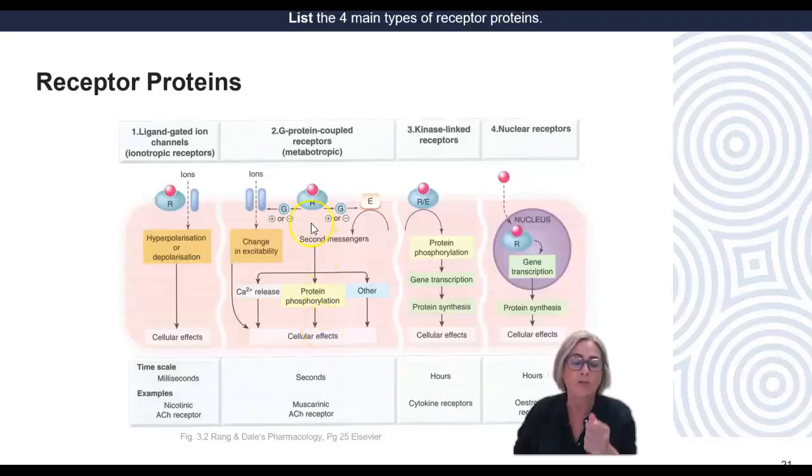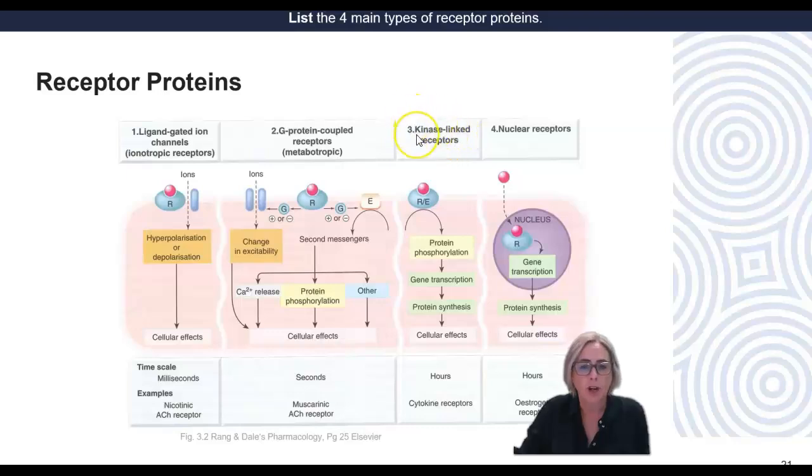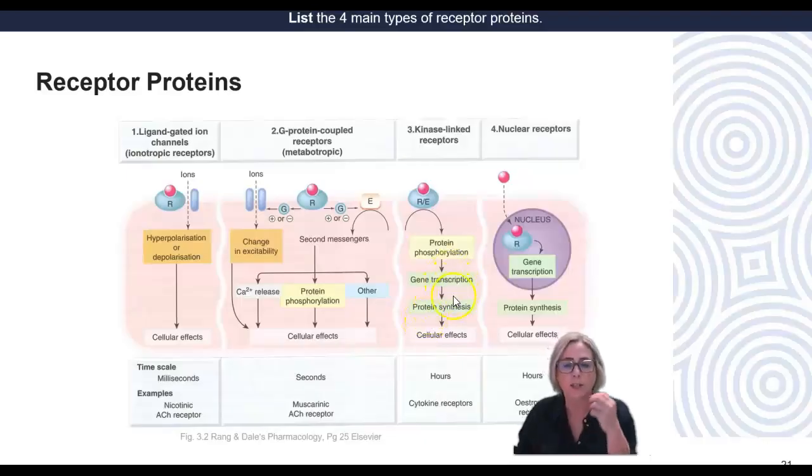And that cellular effect is in response to that agonist binding to that G protein coupled receptor. The third one is the kinase linked receptor. Wherever you see kinase, you know it's an enzyme, and it's an enzyme that adds phosphates to something. So again, we have our agonist binding causing protein phosphorylation, leading to gene transcription, and we know that once a gene is transcribed, that's then going to lead to messenger RNA synthesis, and then that messenger RNA is going to be translated into protein synthesis, and that's the cellular effect there.